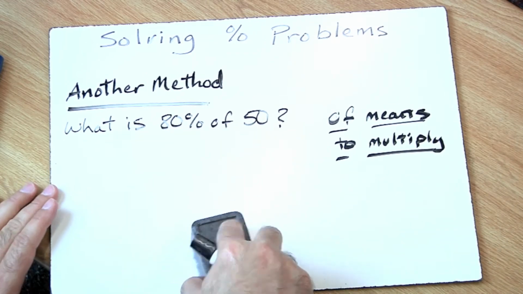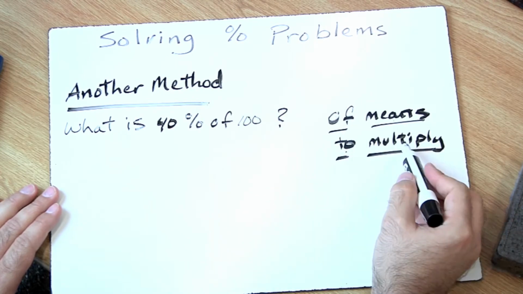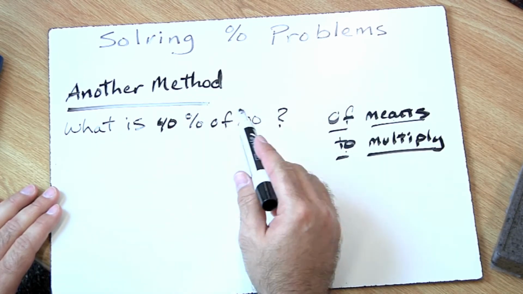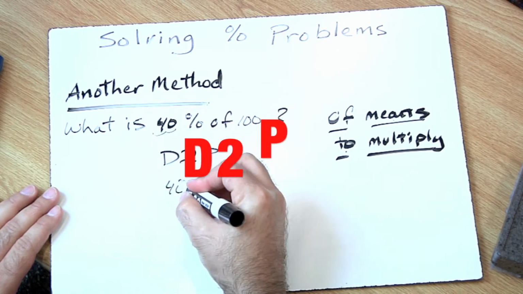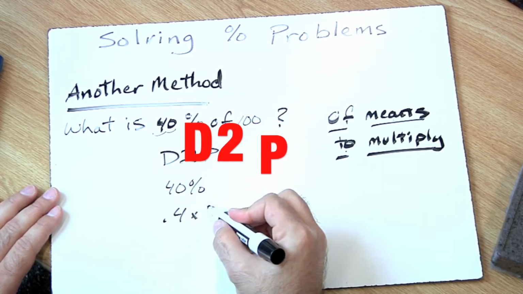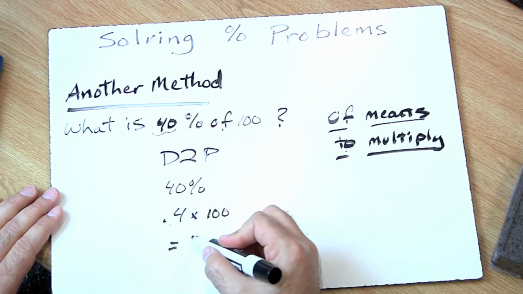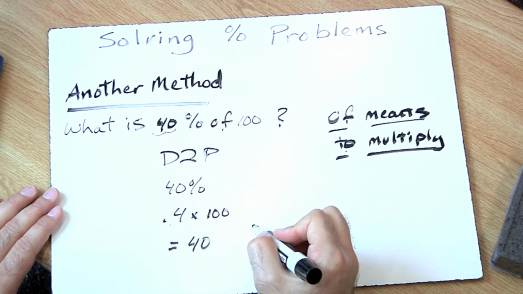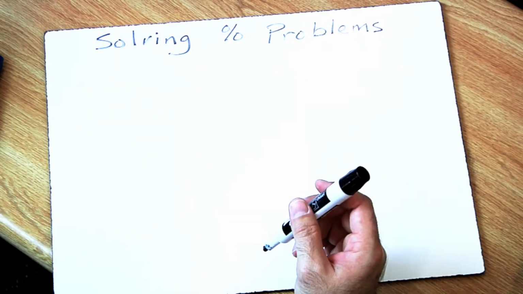Of means to multiply. Now let's take a look at another example. What is 40% of 100? Remember, of means to multiply. 40% of 100, we're going to take out our tool, D2P, and convert 40% to 4/10. 4/10 times 100. 4/10 times 100 is 40, and that will be our answer. So 40 is 40% of 100.